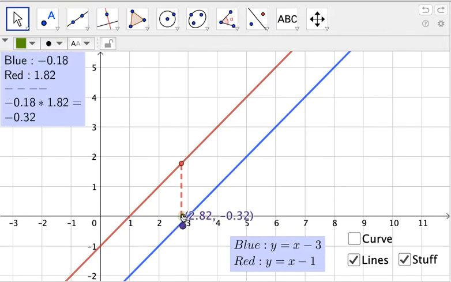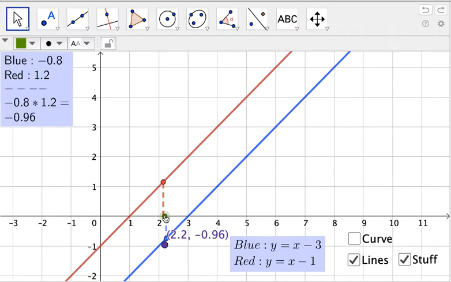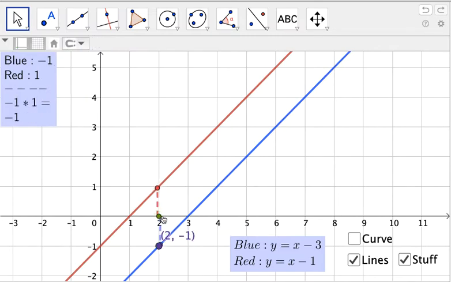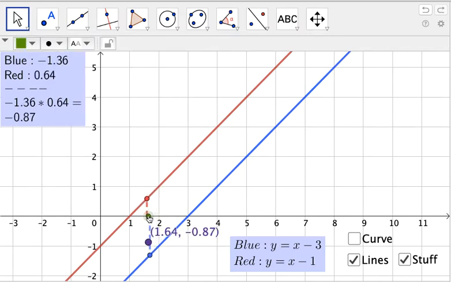Notice, though, as we keep moving along here, the purple point goes lower and lower, and it has a negative y value because we're multiplying a positive y value for the red of 1 times a negative y value for the blue, negative 1. And so therefore our purple point has a negative y value because we're multiplying a positive times a negative. Well, notice as we keep moving this point, now the purple is starting to come back up again toward the x-axis.